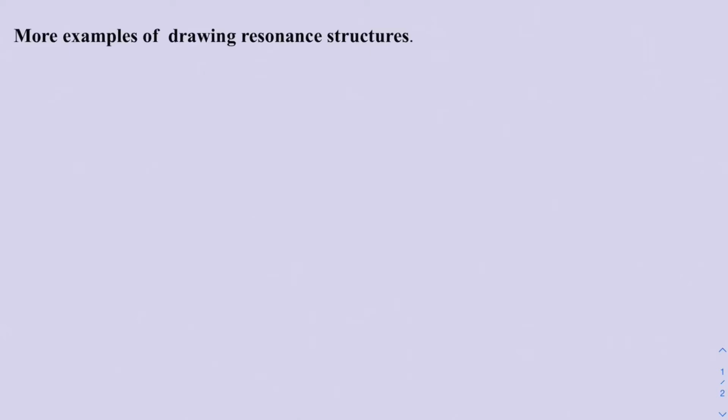Alright students, in this video we're going to talk about some more examples of how to draw the resonance structures. So to begin with, let me take an example of NO3 1 minus, and you may recall this is called a nitrate ion. Okay, so let's draw the Lewis dot structure of nitrate ion first and then see if we can have multiple resonance structures on this one.